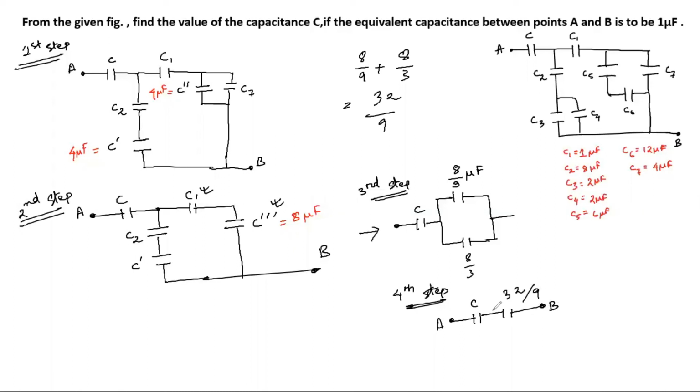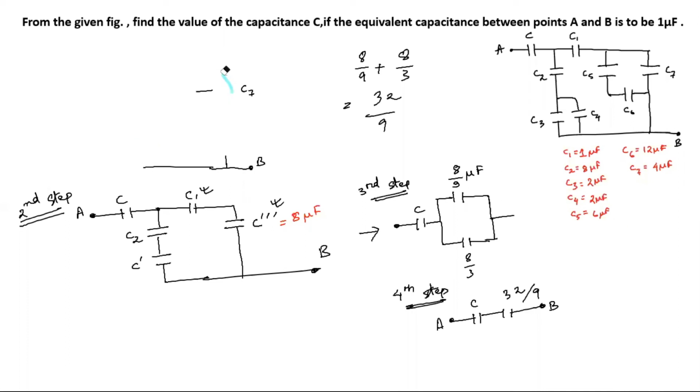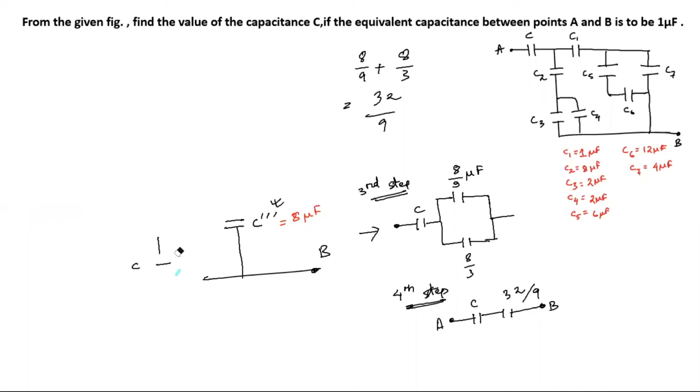And when you add these two, you will get the effective capacitance. Now, the effective capacitance value is known to us, it is given to us, which is 1 microfarad. So we are going to use this effective capacitance and we are going to find the value of this C. So C net that is mentioned to us, which is 1 microfarad.